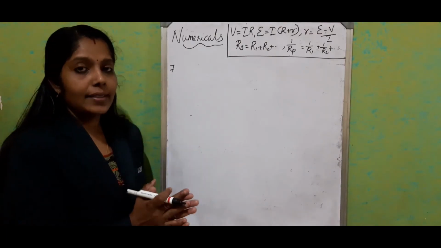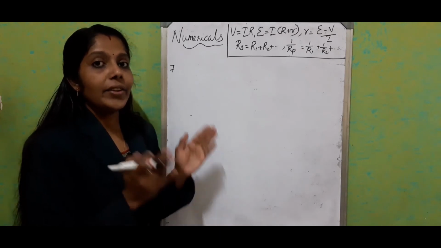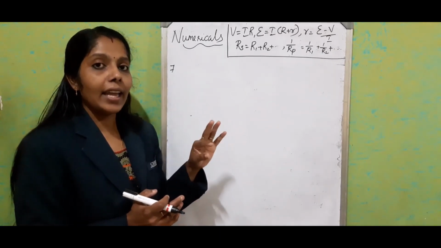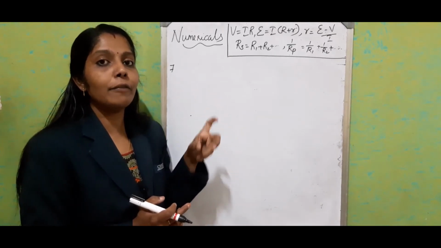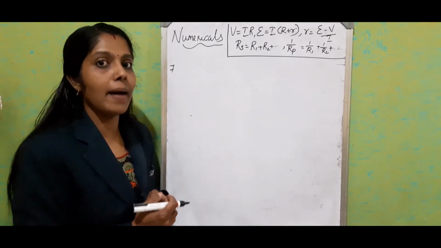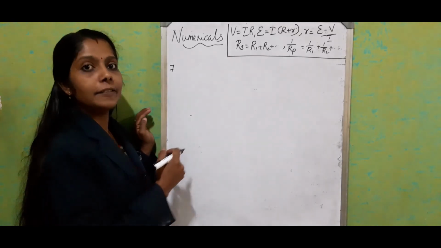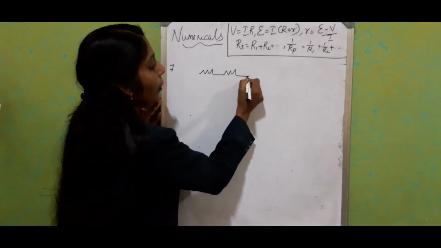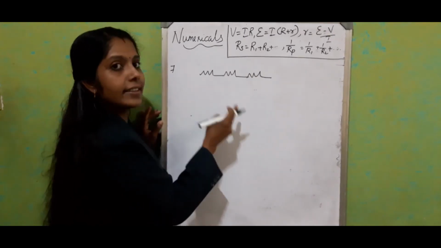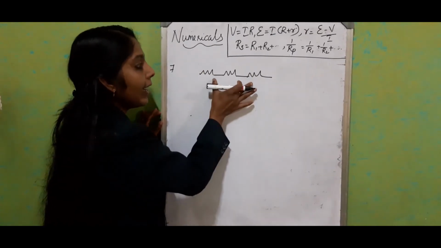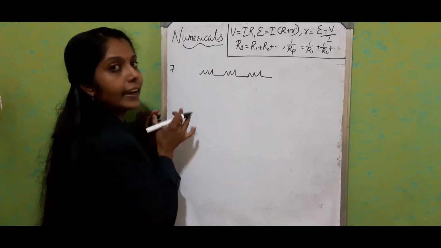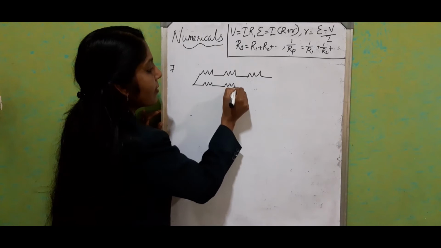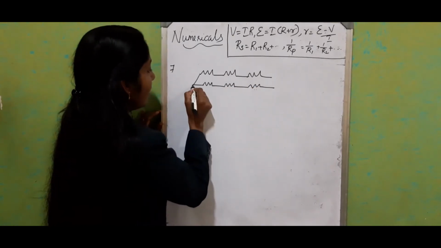In this question, it's given that 3 resistors are connected in series and likewise 4 such sets are connected in parallel. Let's draw the figure first. Okay, 3 resistors connected in series, likewise 4 sets connected in parallel. 1, 2, 3.